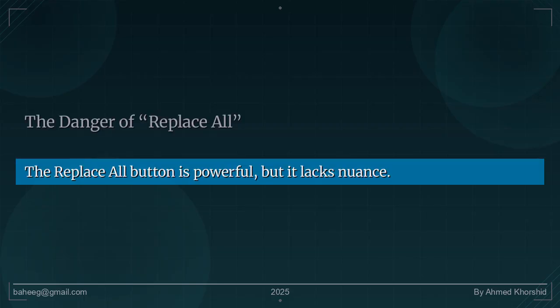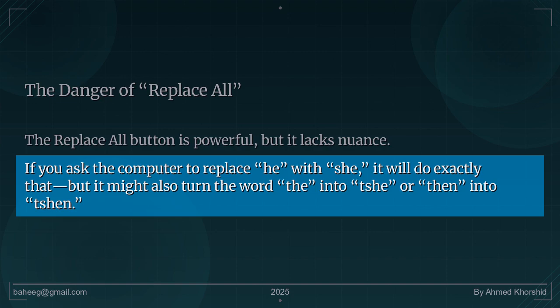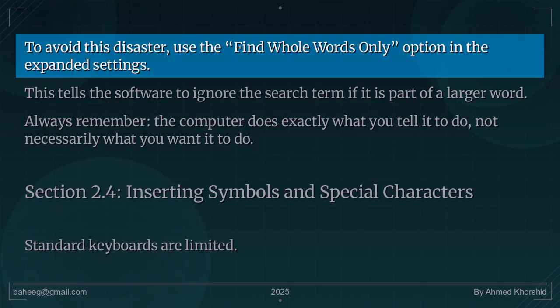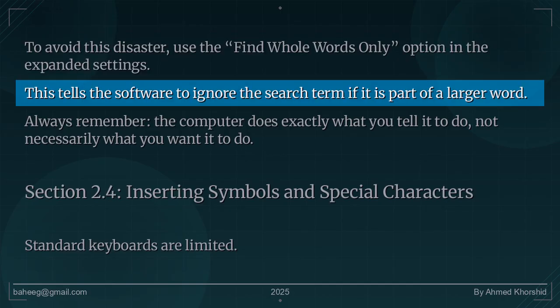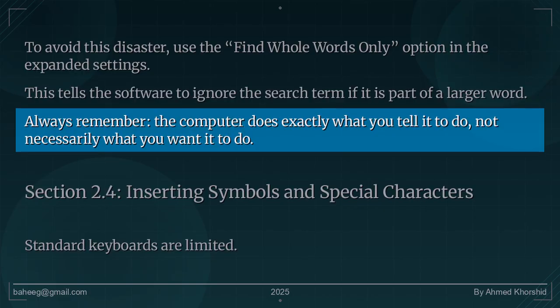The Replace All button is powerful, but it lacks nuance. If you ask the computer to replace "he" with "she," it will do exactly that, but it might also turn the word "the" into "she," "wore" then into "chen." To avoid this disaster, use the Find Whole Words Only option in the expanded settings. This tells the software to ignore the search term if it is part of a larger word. Always remember, the computer does exactly what you tell it to do, not necessarily what you want it to do.